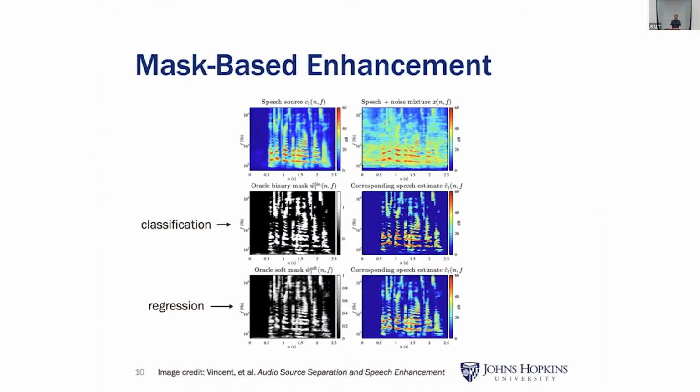This third line is the regression extension of that, where you can either classify each bin as belonging to the speech or the noise, or you can say it could be somewhere in between, because these things do overlap. So you can have a soft decision and say how much of the bin contains each of the two sources. This is a very popular approach.